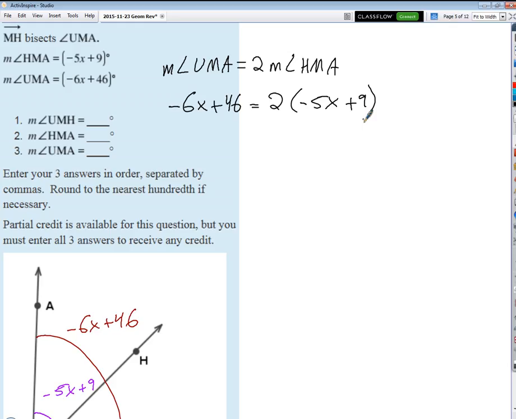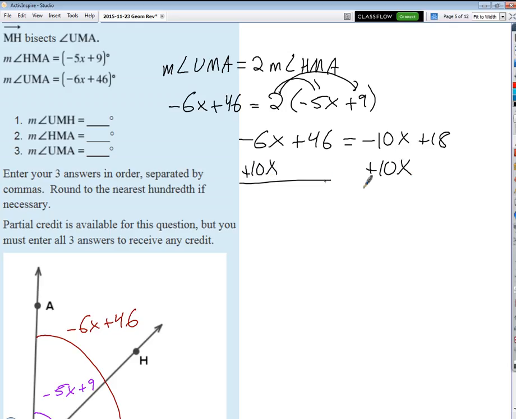Yeah, good. We have to distribute the 2 first. Very good. So we distribute that 2, and that's going to give us negative 6x plus 46 equals what? Good. 2 times negative 5x is negative 10x, and 2 times 9 is 18. Very good. And so now it's just a matter of solving for x. So Bailey, what are my steps going to be? Which side should I probably push the x's to here, do you think? Yeah, good. The left, because we want to get a positive number. Good. So we'll add 10x to both sides. And that leaves us with 4x on this side.